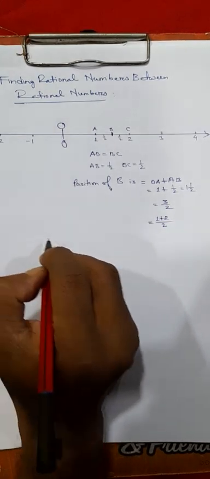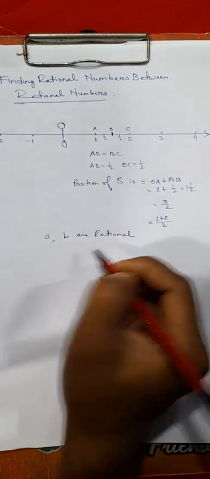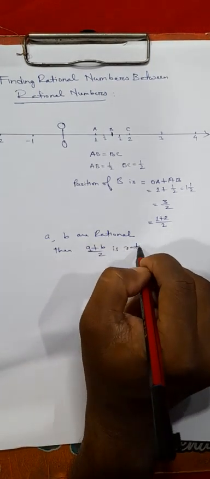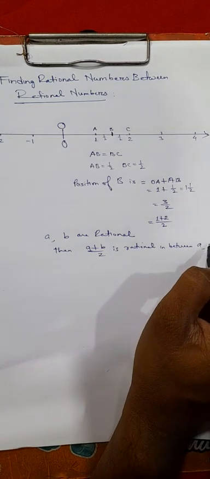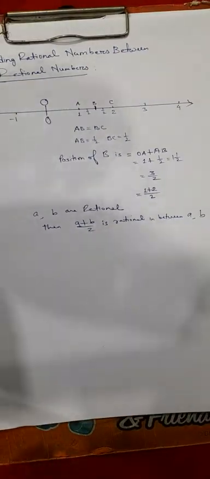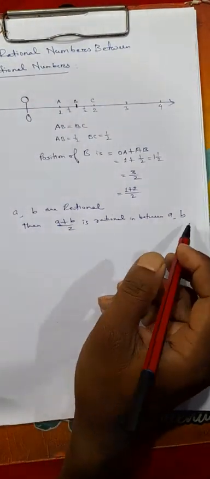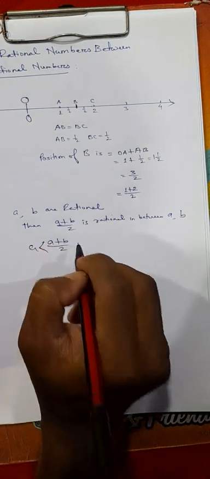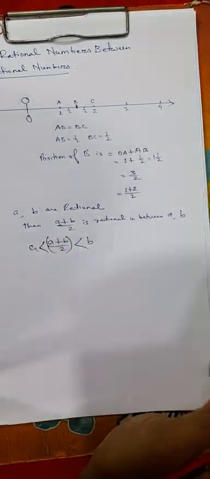So if you are given A and B are rational numbers, then A plus B divided by 2 is a rational number in between A and B. So if you are given A and B two rational numbers, then you find that the number A plus B by 2 is a rational number in between A and B. That means this rational number is greater than A, but less than B. That means this rational number lies in between A and B, right?